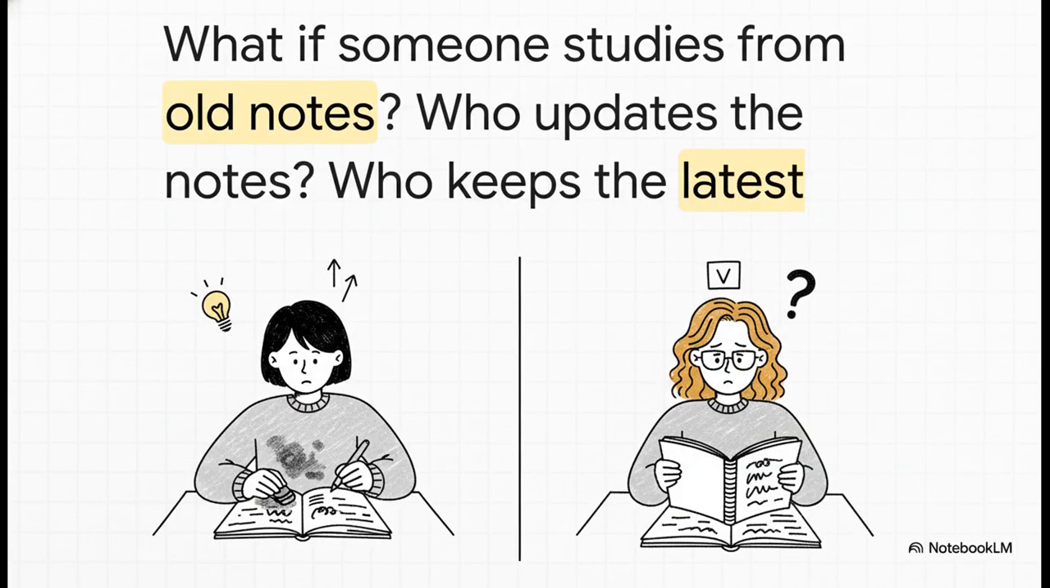But wait, plot twist. The original note-taker spots a mistake and fixes it. Oh, and they add this amazing, super important summary for the last chapter. The problem, only their copy gets updated. Meanwhile, your buddy across the table is cramming from the old, now incorrect version. They have no idea. You can just feel the chaos brewing, can't you?